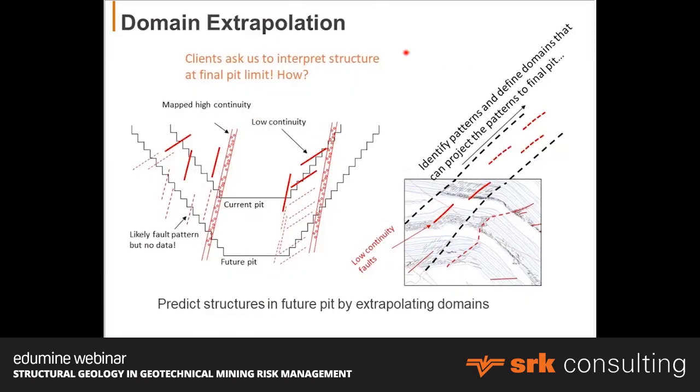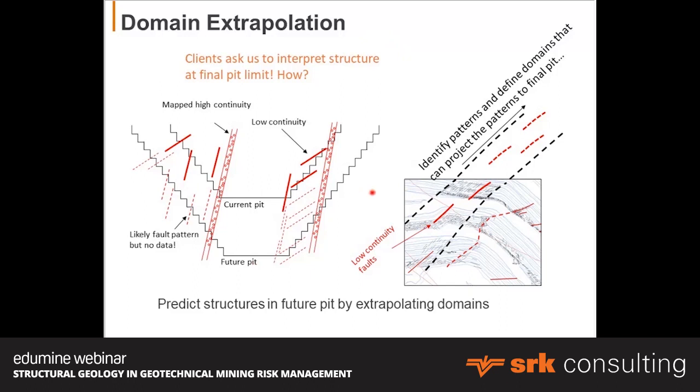The other important aspect here that we must not forget is that we use domains to extrapolate patterns into areas where we do not have information. The problem is I'm often asked by clients to interpret these structures and go map these structures in, let's say, the current pit. And then they want to know what are those structures in the final future pit. Let's say here, down here, 200 meters below the original pit.